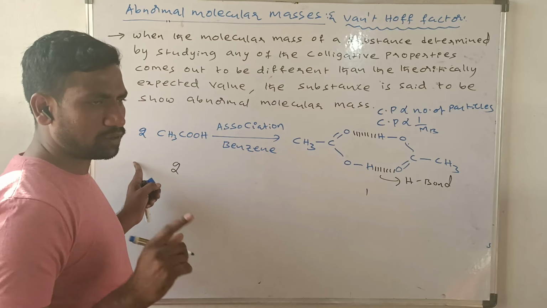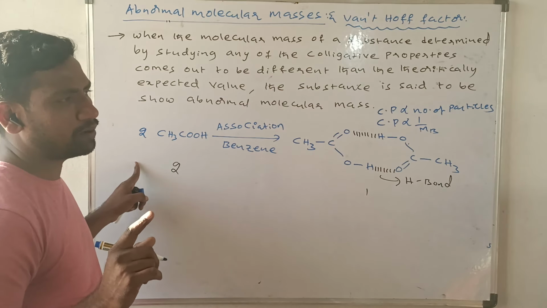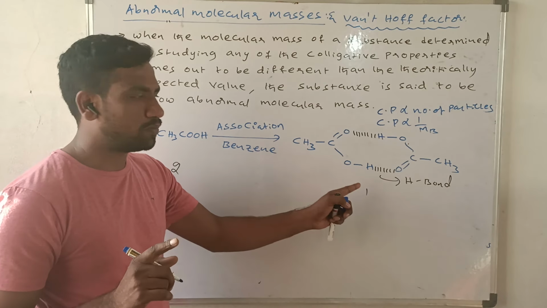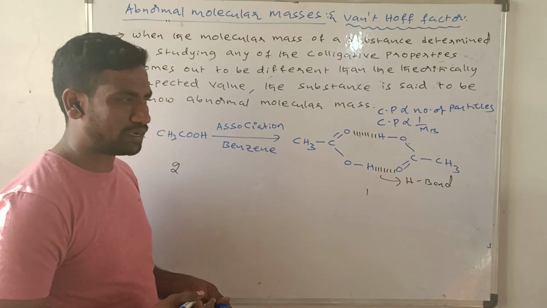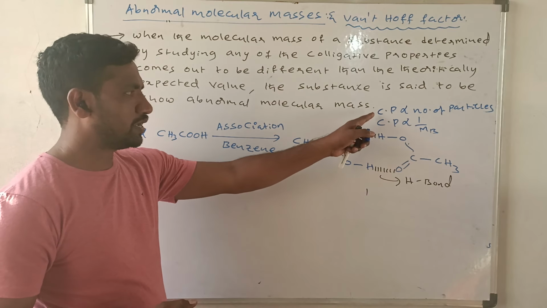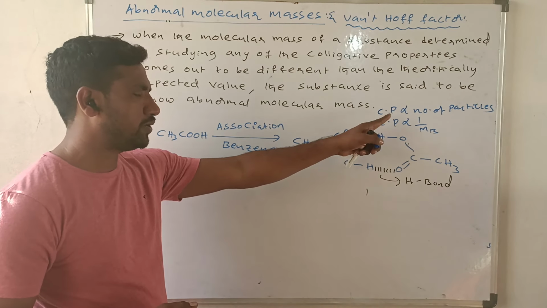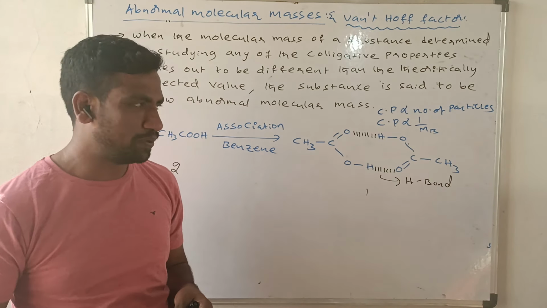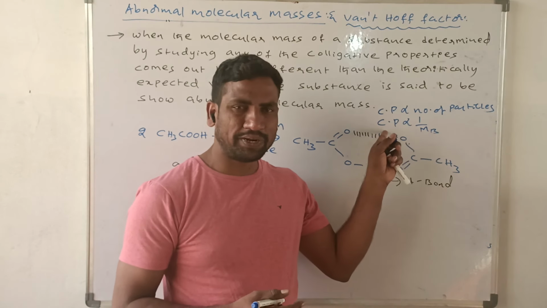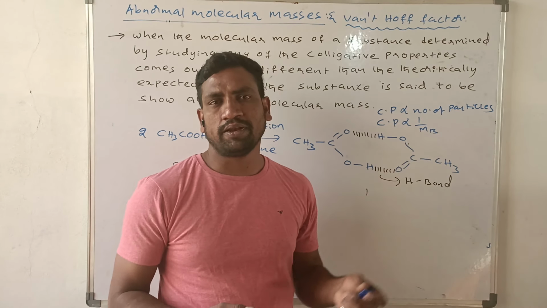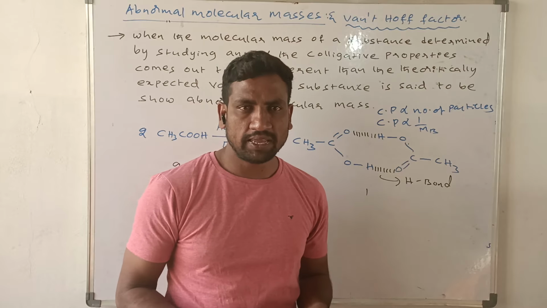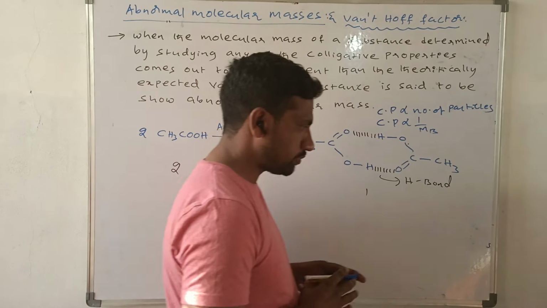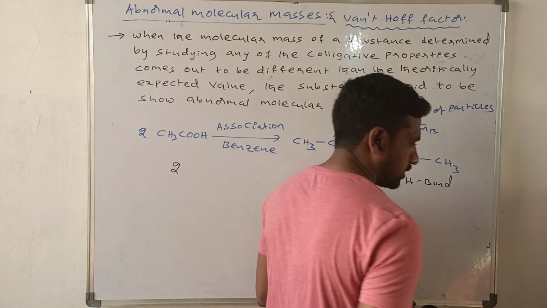Only one thing you need to remember: when the molecules undergo association, the number of molecules will decrease. Ultimately, the number of particles in the solution decreases. Colligative properties depend on the number of particles, so if the number of particles decreases, the colligative property will definitely decrease. If the colligative property decreases, ultimately the molecular mass of the solute increases. So this is the factor. Now I am giving the conclusion. If we observe, what is the conclusion here? See that.